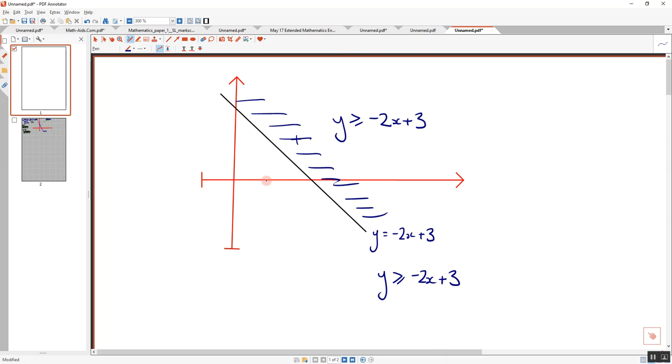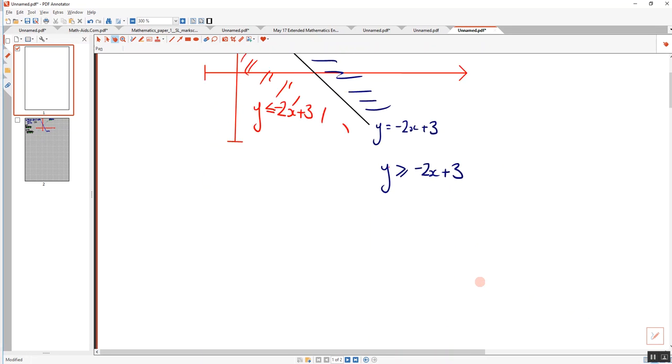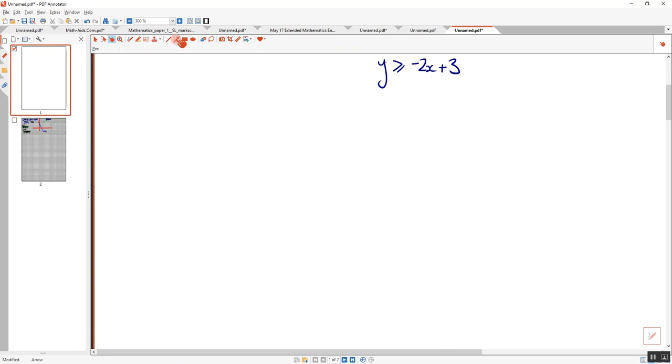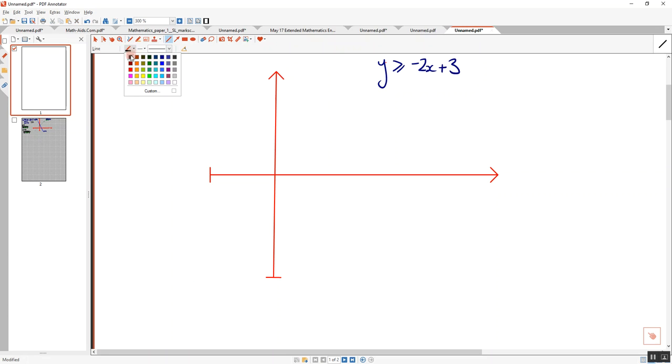All the stuff on the other side, all this stuff would be y is less than or equal to negative 2x plus 3. Okay, all underneath the line is less than. Okay, with me? Yes. If I was to draw the line going a different way, because the line's either going to be sloping upwards or downwards, correct? Correct? Yes. Okay.